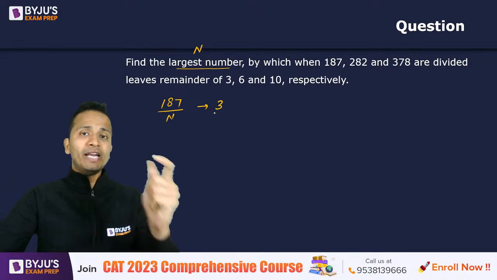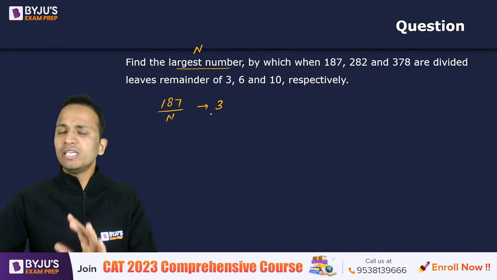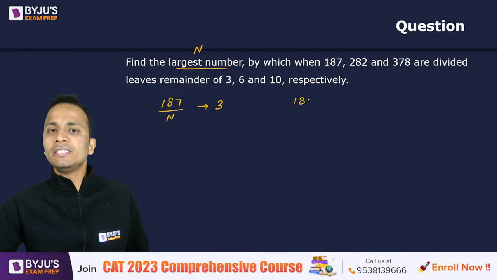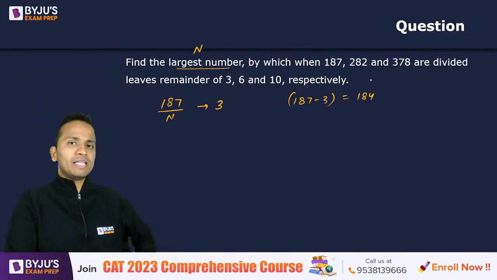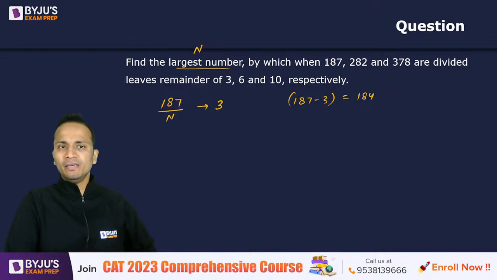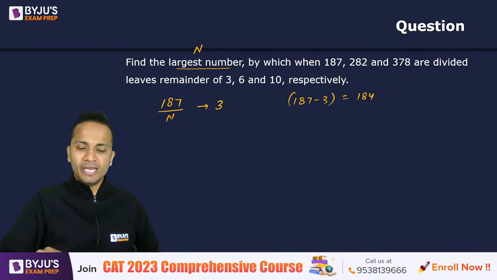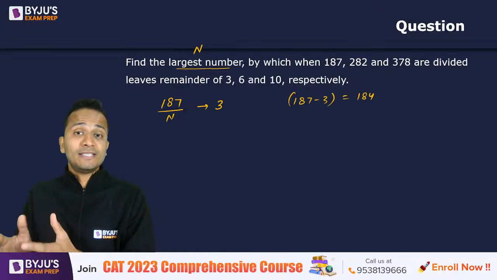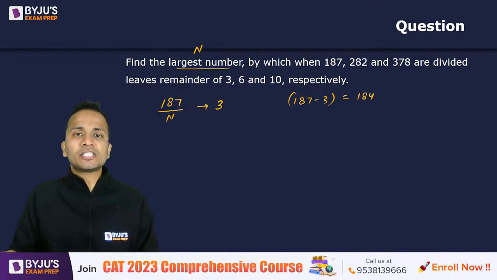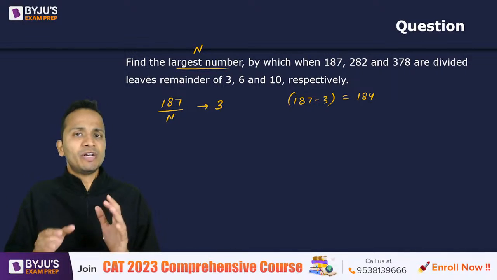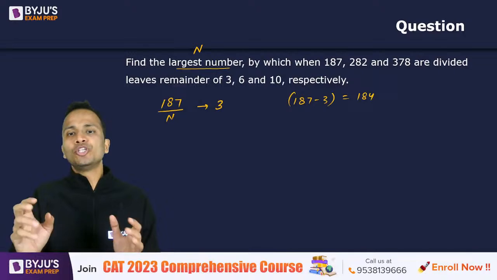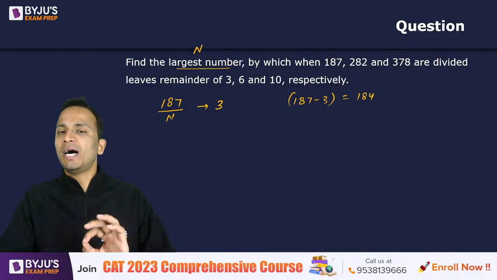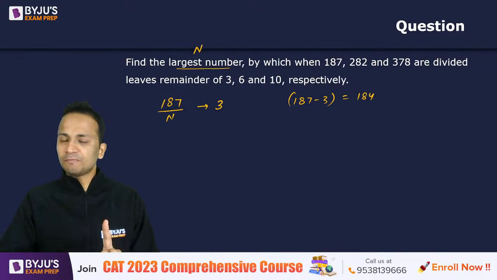If I divide 187 by n, the remainder is 3. So 187 minus 3, that is 184, should be completely divisible by n, right? The remainder 3 is the extra part. So if I remove this extra part, 3, from 187, the remaining portion 184 should be completely divisible by n, right?